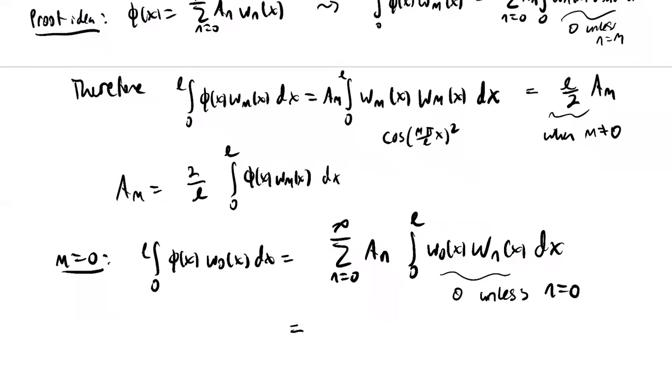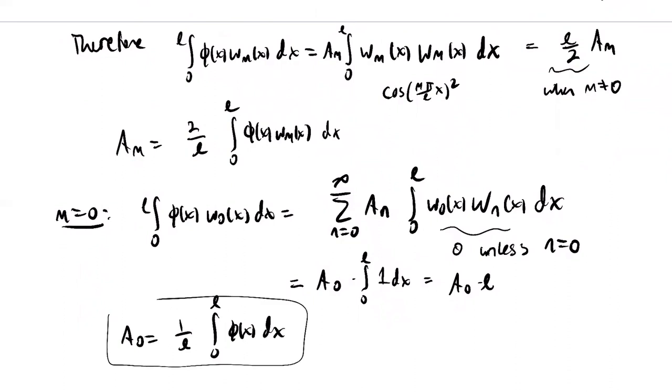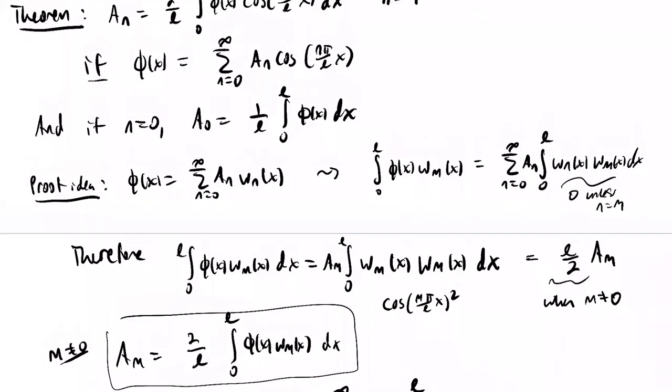And so you end up with, well, there's only the term corresponding to a0. I have a0 times the integral from 0 to L of 1 dx. So this is a0 times L, right? And so this tells you that a0 is 1 over L times the integral from 0 to L of phi of x. w0 is 1, so it's just phi of x dx, right? Right, so this is for m not equal 0. And that's what I wrote up here, right? Okay.